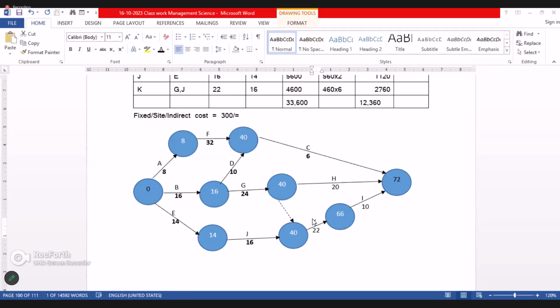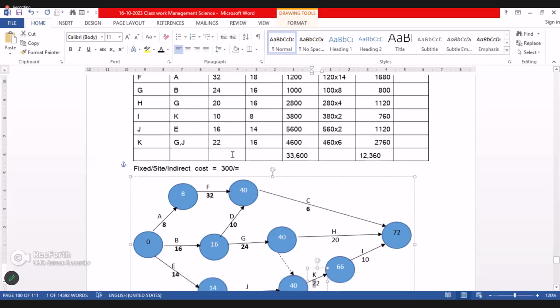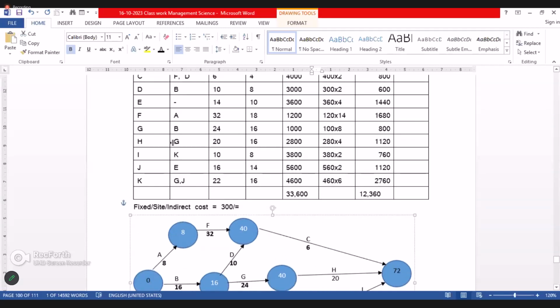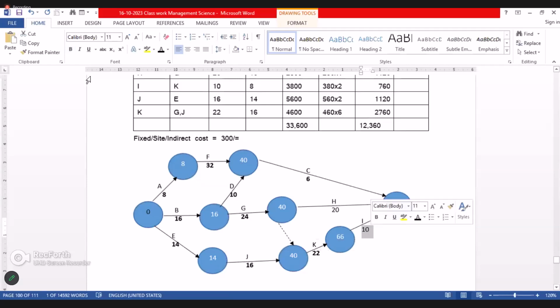C is 6, J is 16, right? J is 16 days and K is 22, right? 22 days. And I is 10, and it is 20.